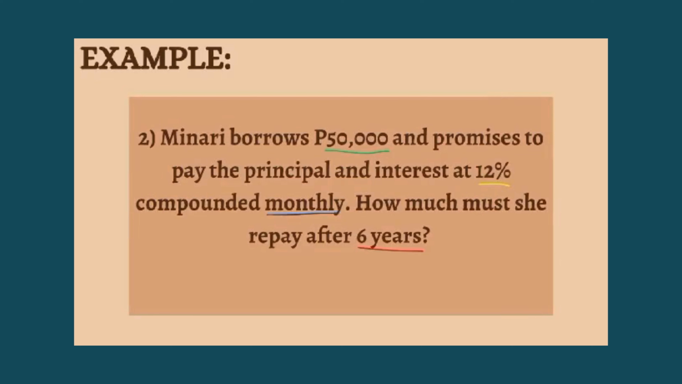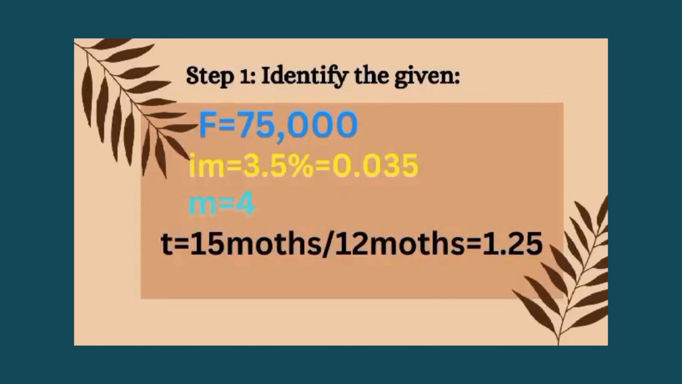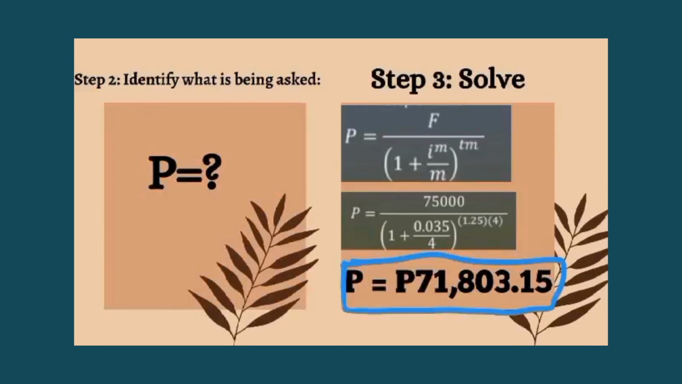Let's go to another sample problem. Minari borrows 50,000 and promises to pay the principal and interest at 12% compounded monthly. How much must she repay after 6 years? First is identify the given, identify what is asked, then solve.